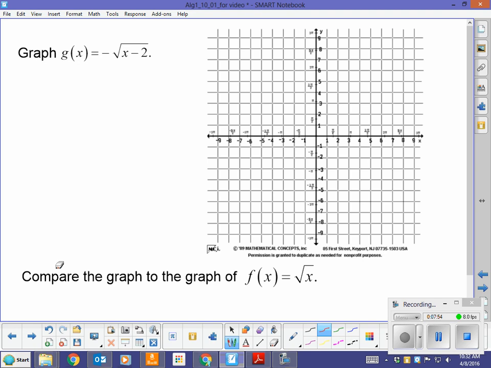This graph, it says to compare it to this graph here. Now, obviously, we can look at this and say we're going to have a horizontal translation 2 units to the right. So I'm just going to make some notes to myself here. Horizontal translation 2 units right. And since we're multiplying the whole thing by a -1, it's going to be a flip over the x-axis.